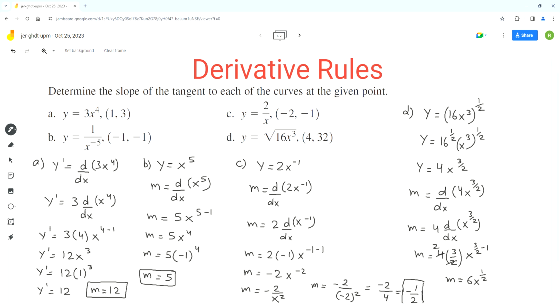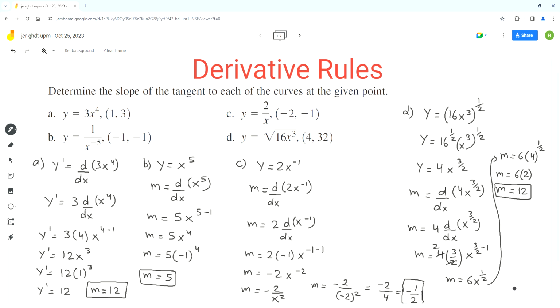Now we can sub in x as 4 because we have to find the slope of the tangent at a specific point. So we get m equals 6 and then 4 exponent half. So exponent half represents square root. So the square root of 4 is 2. So we get 6 times 2, which is equal to 12. So 6 times 2 is 12. So this is the slope of the tangent to this curve at point (4, 32).